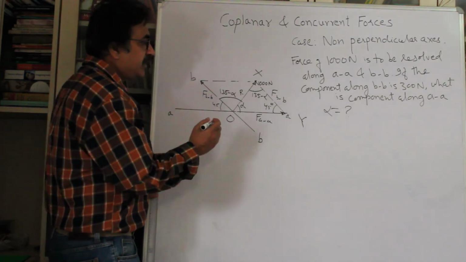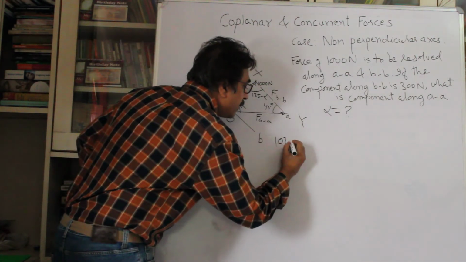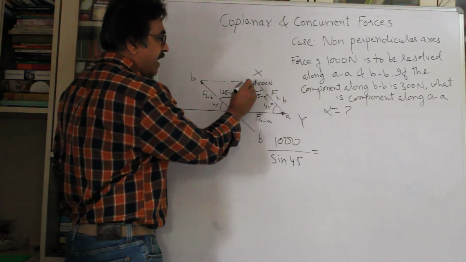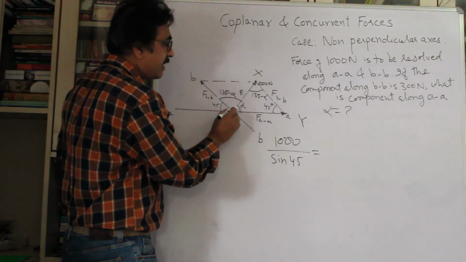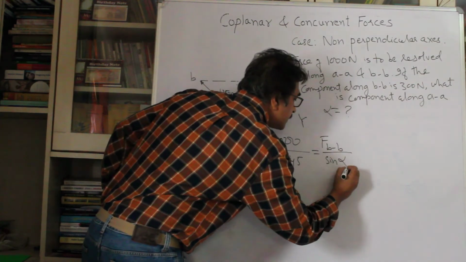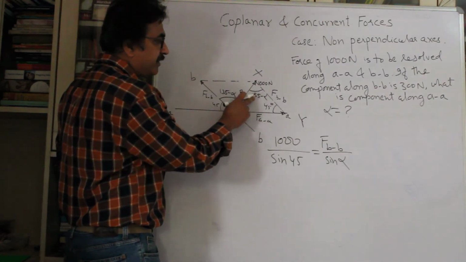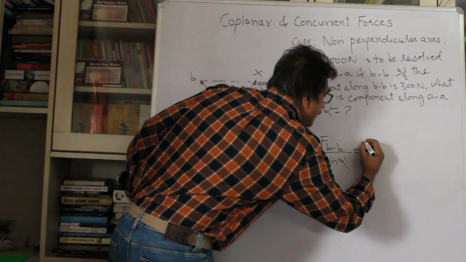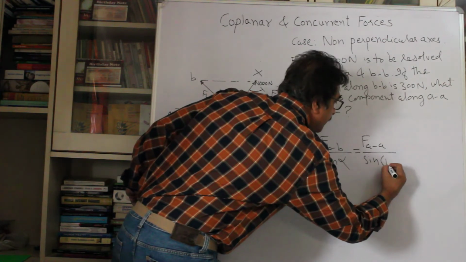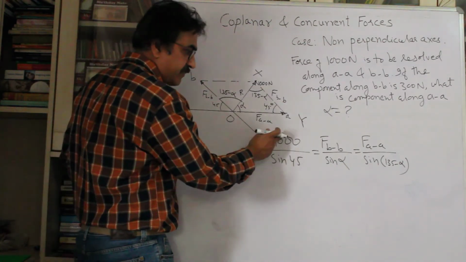So how would you apply the sine rule? You can say R upon sine 45, R is 1000, so I can write 1000 upon sine 45 is equal to FBB upon sine alpha, and you can also write FAA upon sine of 135 minus alpha. Okay, so we have this value.